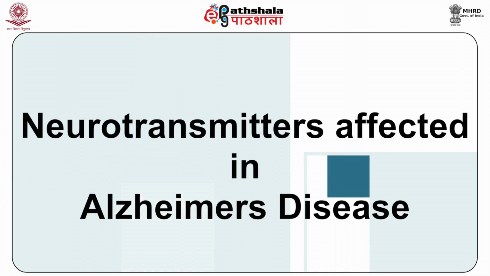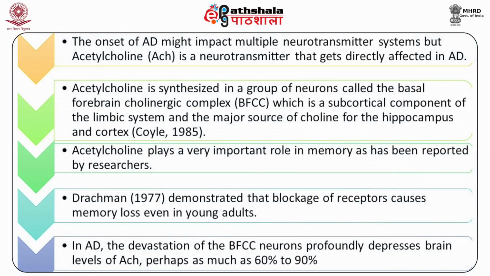Neurotransmitters affected in Alzheimer's disease. The onset of AD might impact multiple neurotransmitter systems, but acetylcholine, ACh, is a neurotransmitter that gets directly affected in AD. Acetylcholine is synthesized in a group of neurons called the basal forebrain cholinergic complex, BFCC, which is a subcortical component of the limbic system and a major source of choline for the hippocampus and cortex.